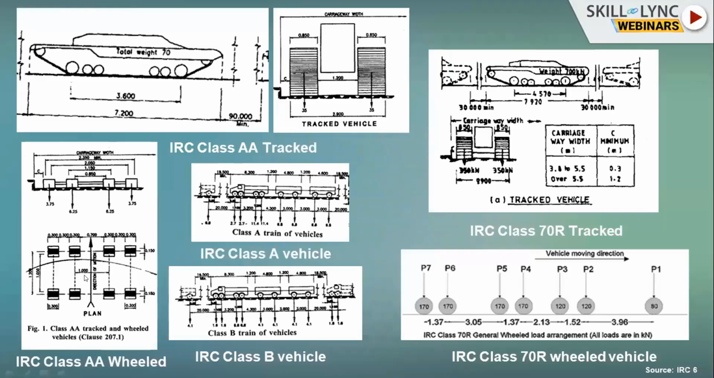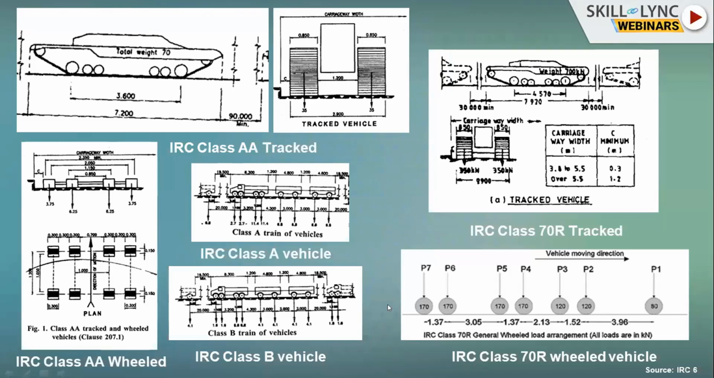So here you can see this is a class AA tracked, and this is a class AA wheeled, which is of a very short span. You can see it is only 1.2 meter in length, and similarly the width is not that high. You can see it is only 2.35 meter.